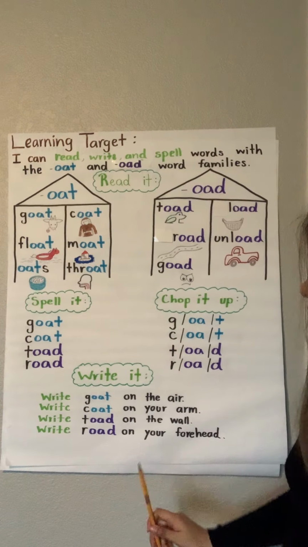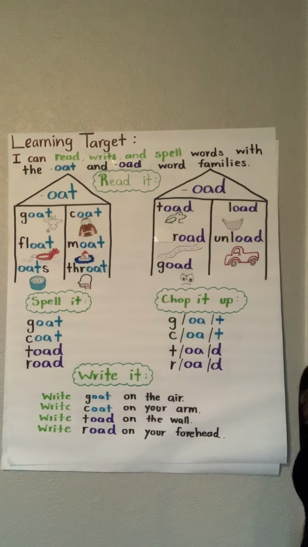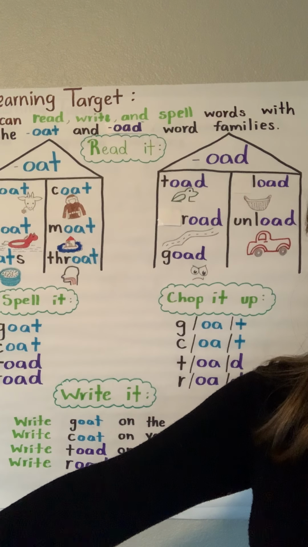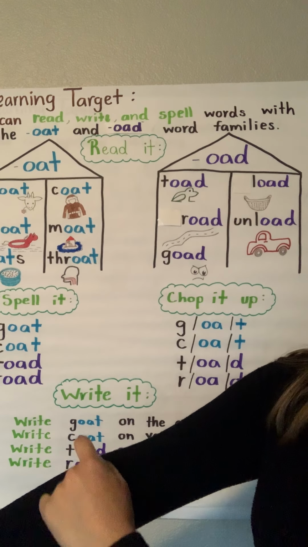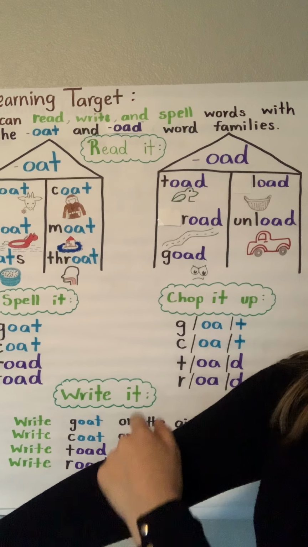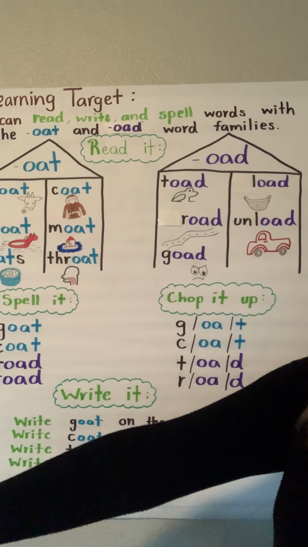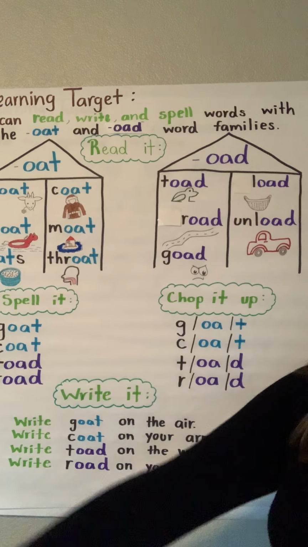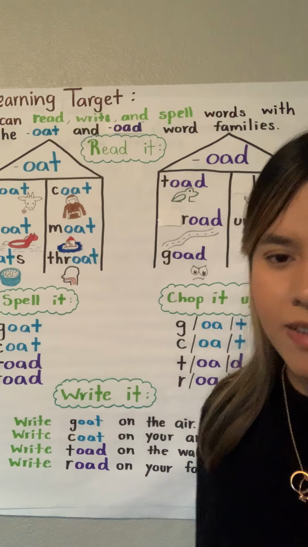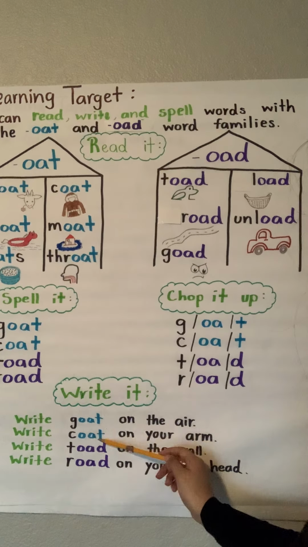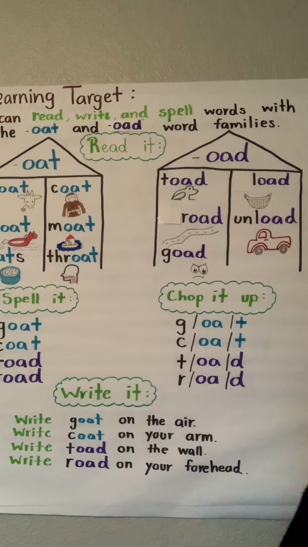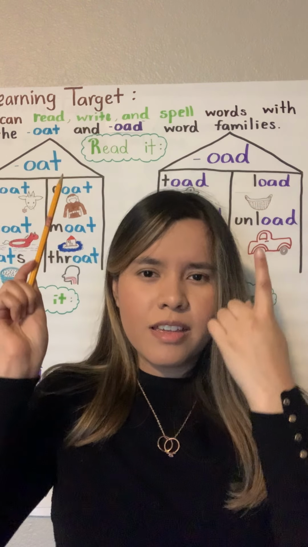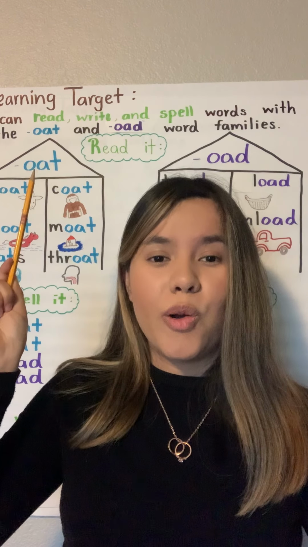Now let's write coat on your arm. Coat. So let's write coat on your arm. Ready? Let's take out your arm. C-O-A-T. One more time. C-O-A-T. And that spells coat. Very good job. And those 2 words belong to what family, boys and girls? What family does goat and coat belong to? That's right, it belongs to the oat family.